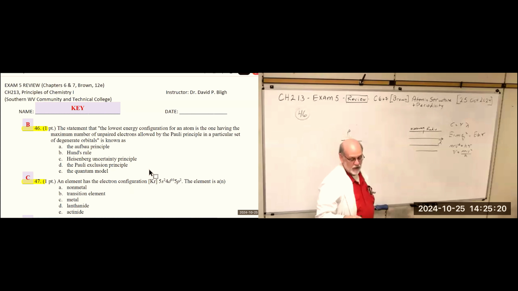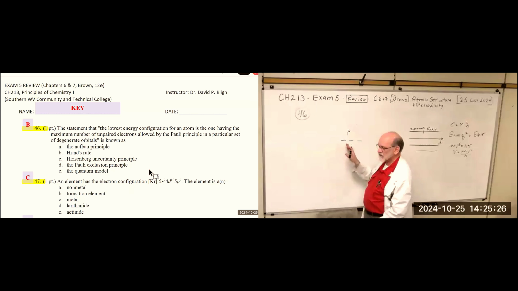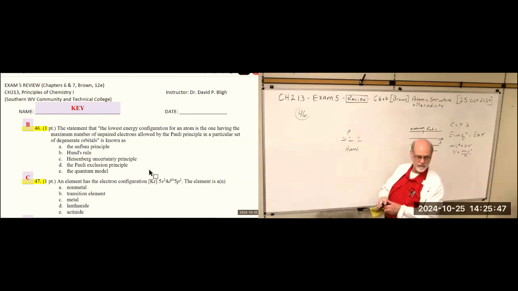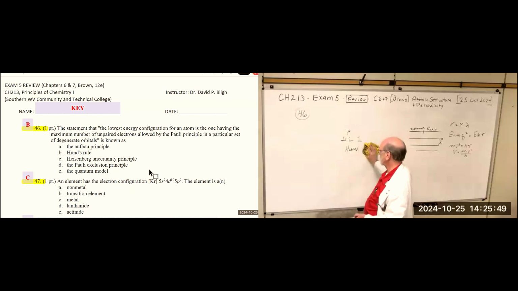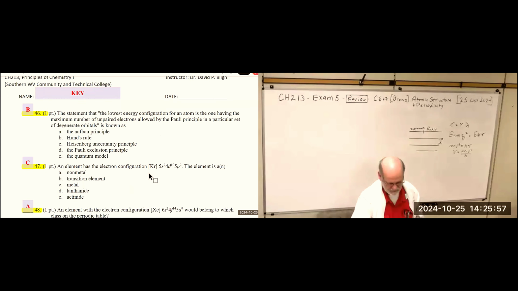Okay. So the rule that says we try to maximize the number of unpaired electrons in here is Hund's rule, which would be B. Remember, if you've got 3 electrons, you put them in here like this. If you have 4, then you can start pairing them up. But we put the maximum number of unpaired electrons in the orbitals of a subshell. 47.